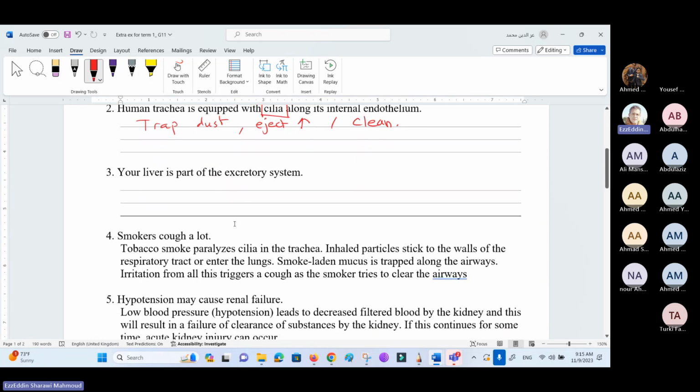Third question, your liver is a part of the excretory system. We mentioned it when we said that the liver makes a process called deamination. What happens in deamination? Excess amino acids are broken down to release ammonia first, and then urea, which is excreted outside the body with urine.